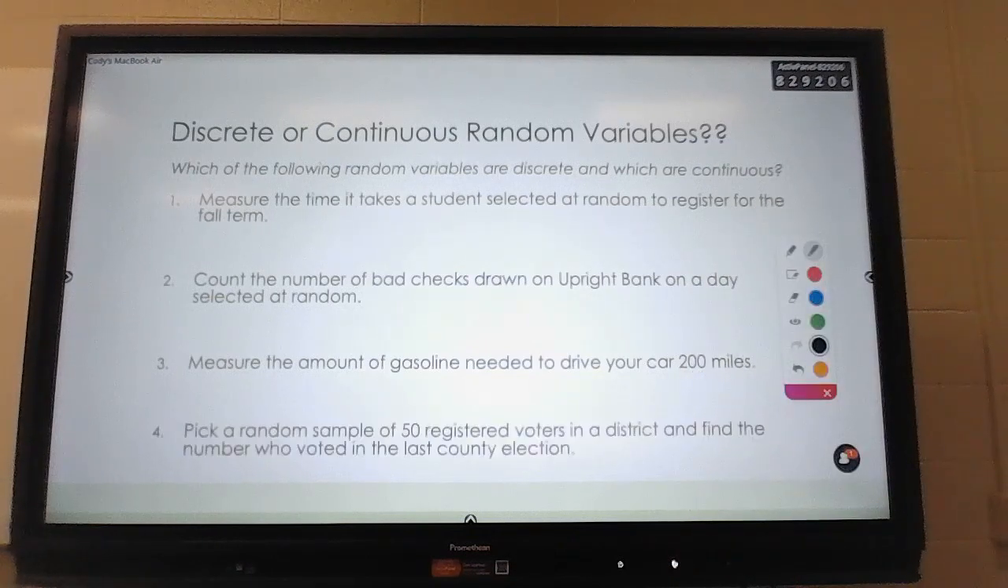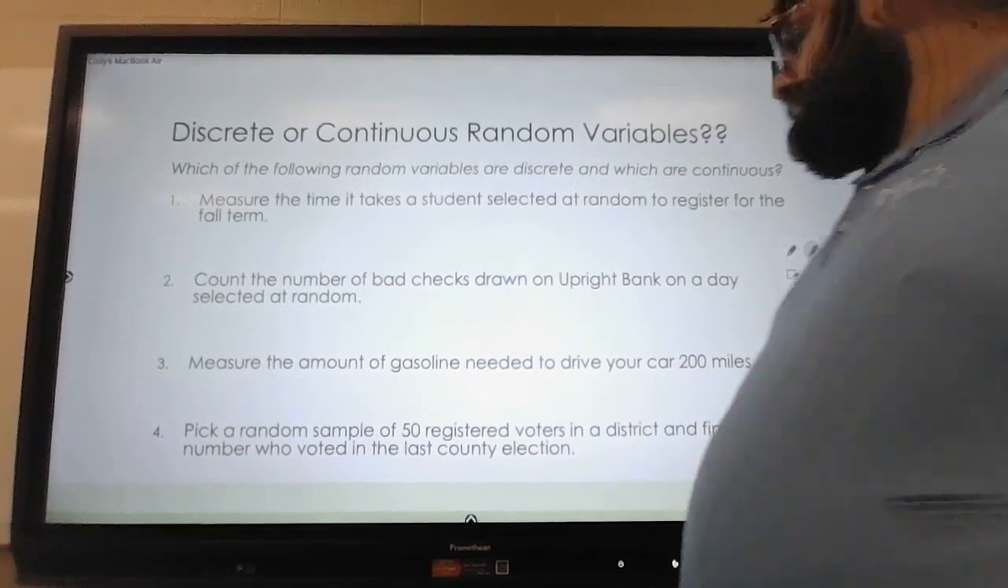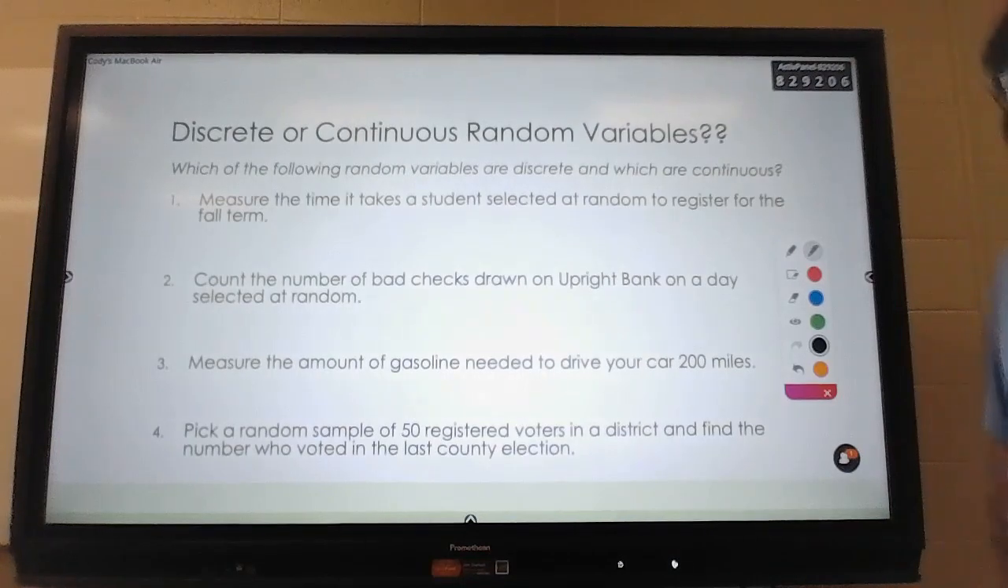All right, moving on. Random sample of 50 registered voters in a district. Find the number of those voters who voted in the last county election. That's literally a counting. That's a discrete variable.